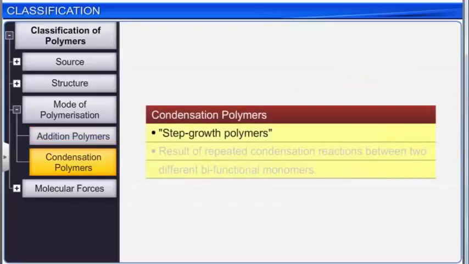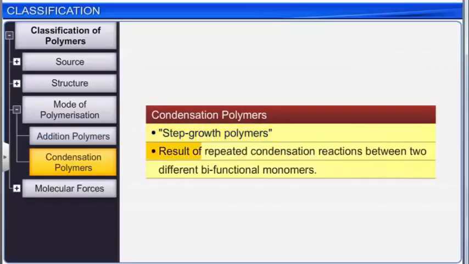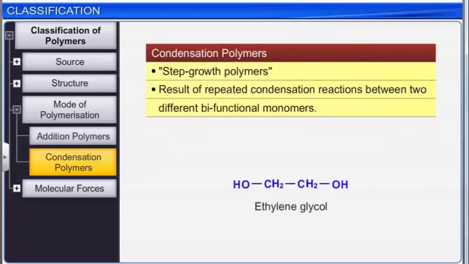Condensation polymers, or step growth polymers, are the result of repeated condensation reactions between two different bifunctional monomers. Ethylene glycol, illustrated here, is an example of a bifunctional monomer. It is bifunctional because it has two hydroxyl groups.